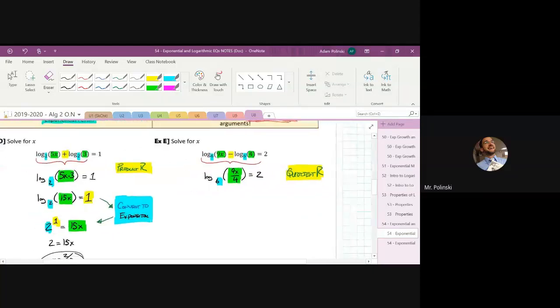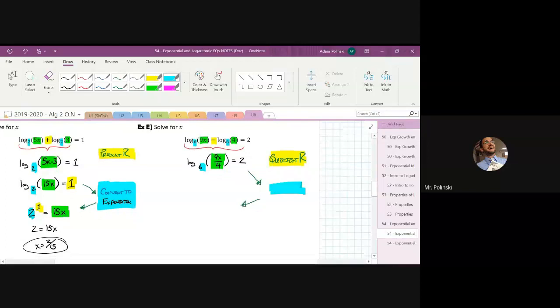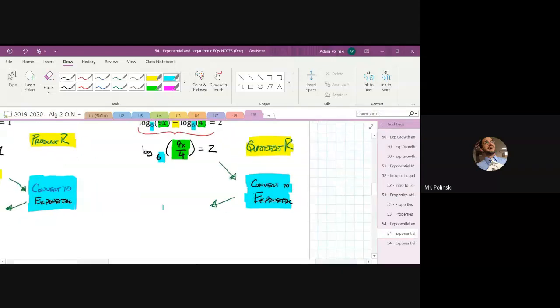Well, I can't really clean this up like I did in the previous step. So all we're going to do now is go ahead and convert. Convert to exponential form. The reason we're converting is we like thinking about it in terms of exponentials. Our brain handles it a little bit better. So we're going to have 6 raised to the second power is equal to whatever the argument was. Here the argument is in fact a fraction, 9x over 4.